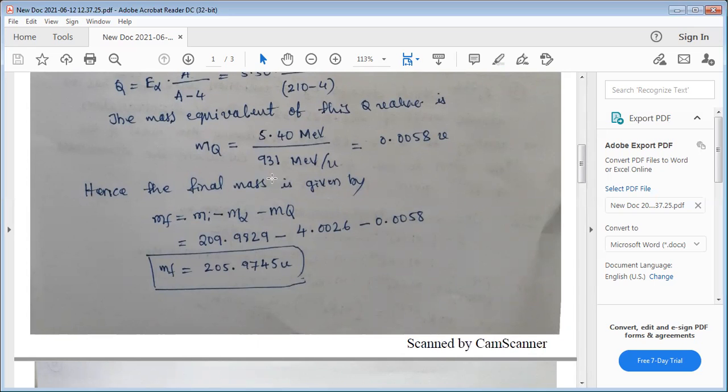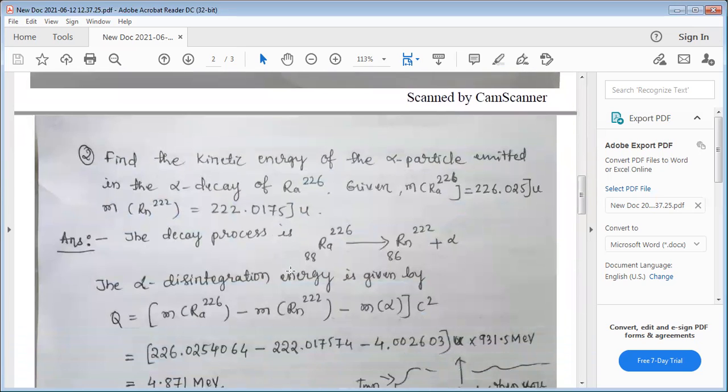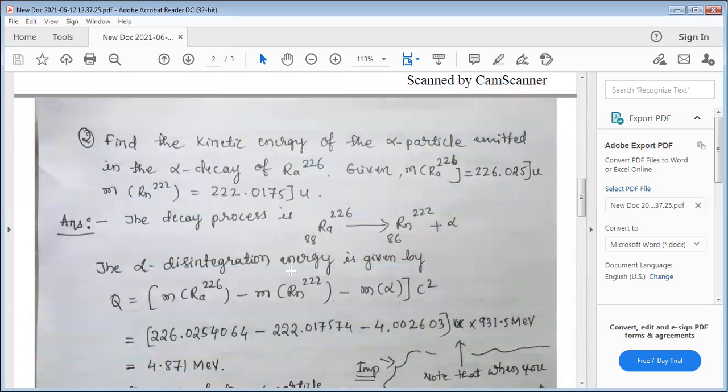Hence, the final mass is given by the final mass equal to the initial mass minus the mass of the alpha particle minus the mass equivalent. Put all the values here. This comes out to be 205.9745 units. So it's a very simple problem. We'll go to the next problem.